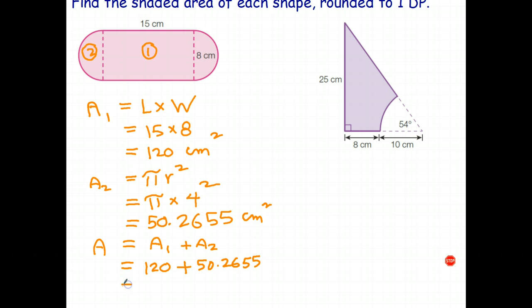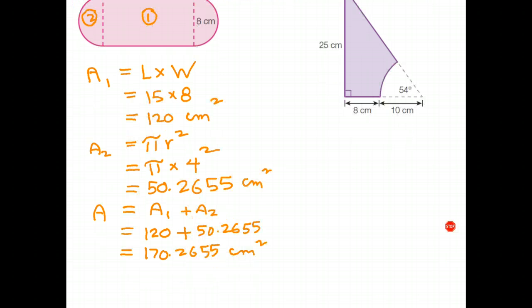50.2655. And I can add those in my head. 120 plus 50 is 170.2655 centimeters squared. But of course, I now need to round it to 1 decimal place.